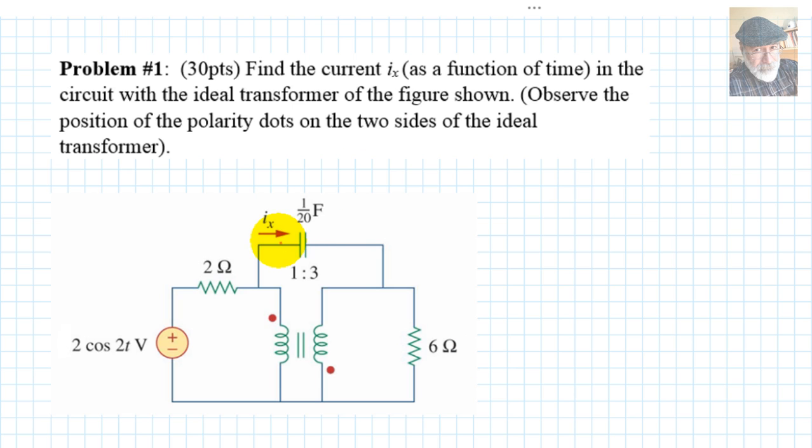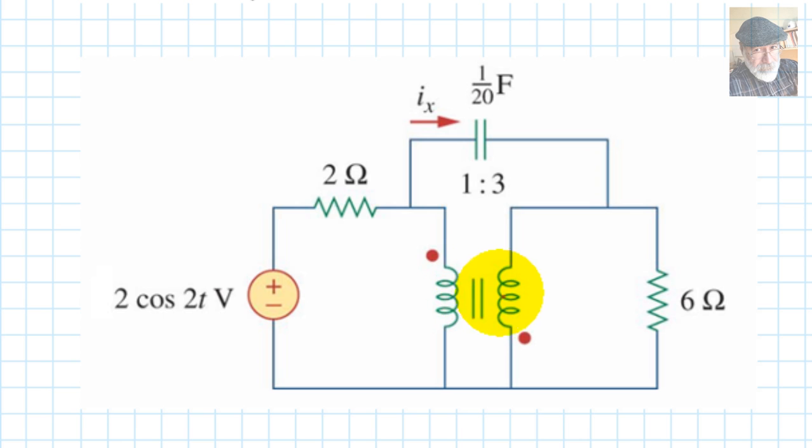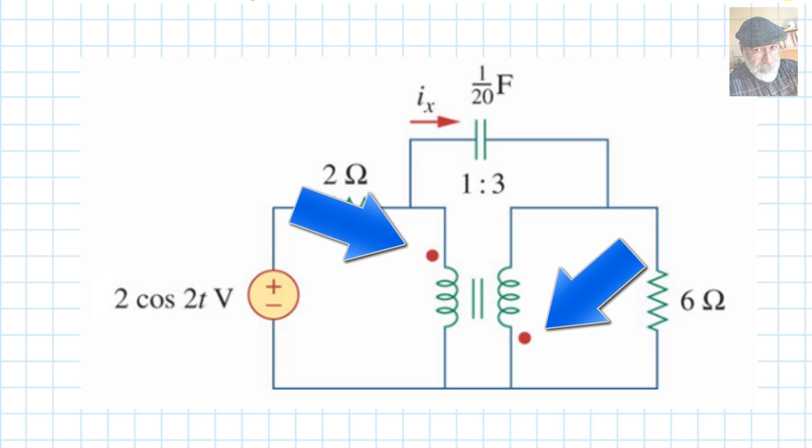Find the current Ix, this one, as a function of time, in the circuit with the ideal transformer of the figure shown. Observe the position of the polarity dots on the two sides of the ideal transformer, this dot and this dot here.